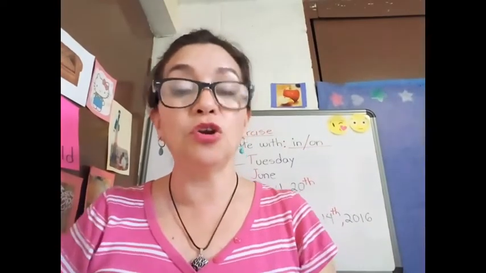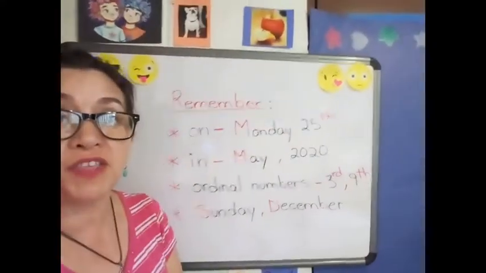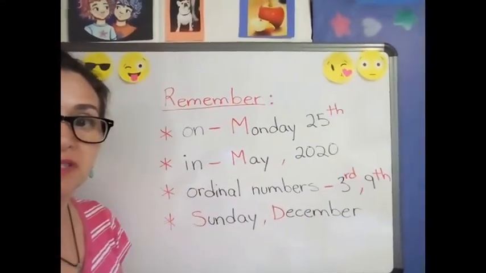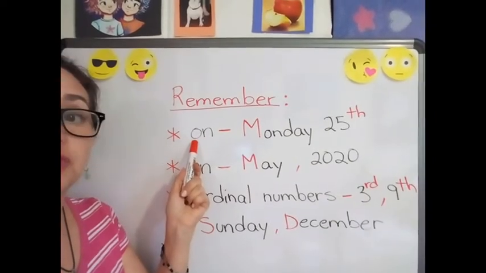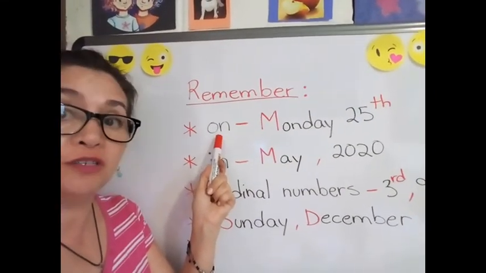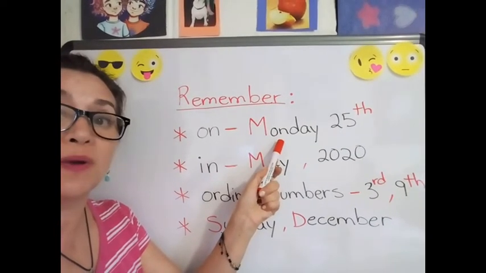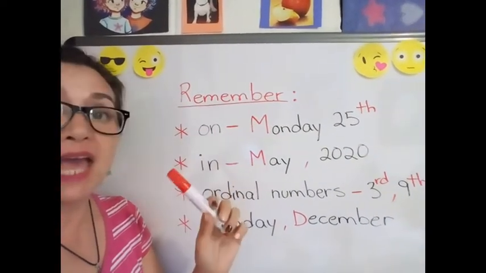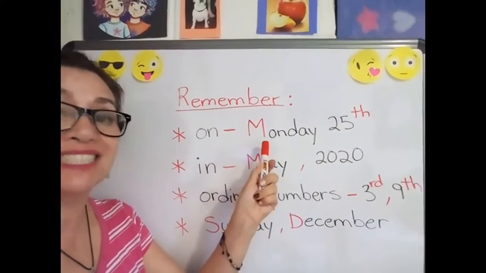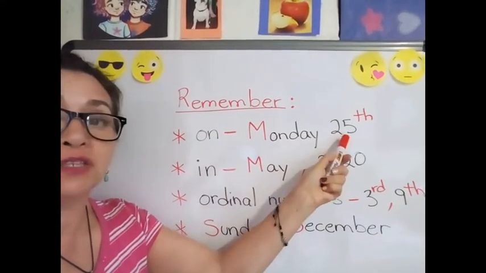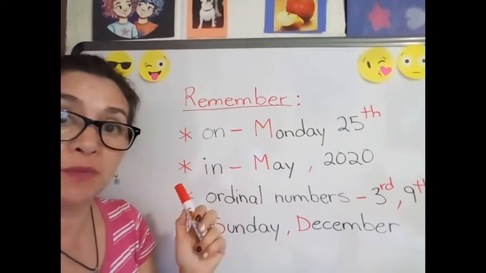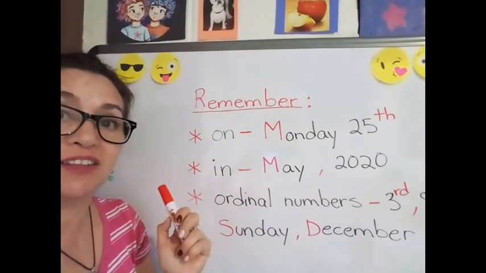Okay, kids, in order to check your comprehension of this topic. Very well, kids, and now there are some things you have to remember. We have to use the preposition on for days: on Monday, on Tuesday, on Wednesday, etc. And also when we talk about dates: on Monday 25th, on November 27th, etc.